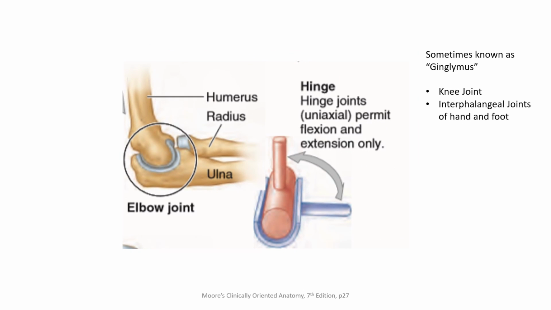Hinge joints. Hinge joints are like the hinges of your door, and along one axis only uniaxial movement is possible. So where is the axis? This is the axis around here. You can see this is the axis passing through, and this is the movement that occurs between them. So hinge joints are uniaxial joints, and they permit movement in one direction only, that is flexion and extension mostly. There is the knee joint, the elbow joint is the textbook example, and even the interphalangeal joints of the hand and foot are examples.